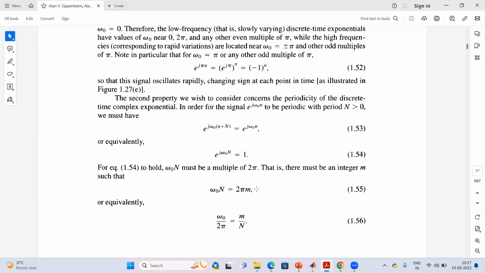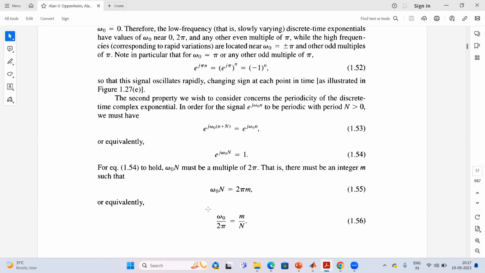So if we want this discrete exponential signal to be periodic, then we have to remember that this ratio omega naught upon 2 pi should be a rational number. If omega naught by 2 pi is a rational number, then we can easily say that it is a periodic signal. If it is not a rational number, in that case, it will not be a periodic signal. So this is the condition for periodicity that we have to remember.